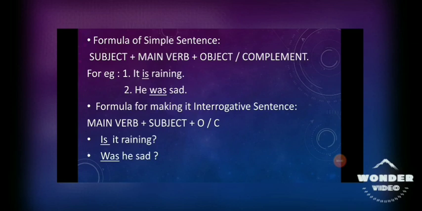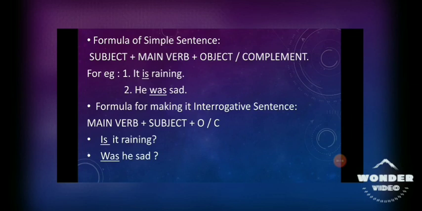Now let us see how to frame yes or no type questions. Now what is the formula for forming a simple sentence? For forming any kind of simple sentence, the formula is subject plus main verb plus object or complement. Okay. For example, it is raining. Now in this sentence, it is the subject, is is the main verb. Now here is is not playing the role of helping verb. They become helping verbs when one more verb is added in the sentence. But here only one verb is there. That is why it is playing the role of a main verb. Just keep this in mind.